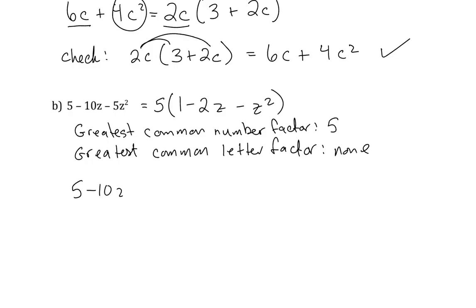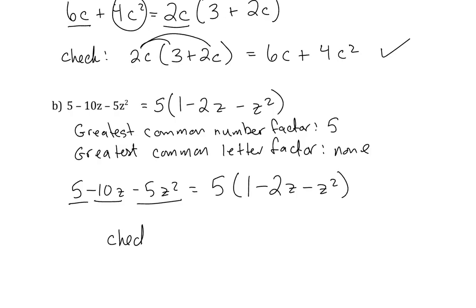So 5 minus 10z minus 5z squared is the same thing as, I'm going to factor out my 5. If I had a z here, then I would say 5z, but I don't. So 5 divided by 5 is 1. Negative 10z divided by 5 is negative 2z. And negative 5z squared divided by 5 is negative z squared. Just like that.